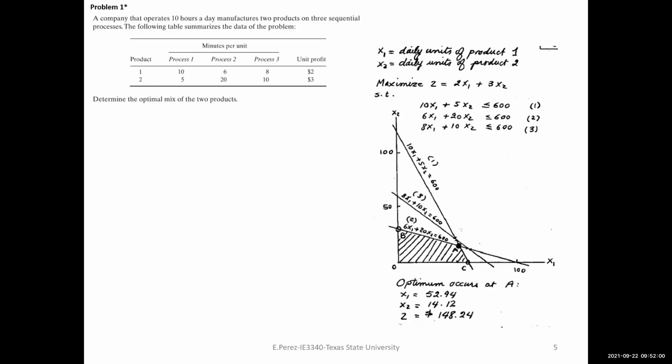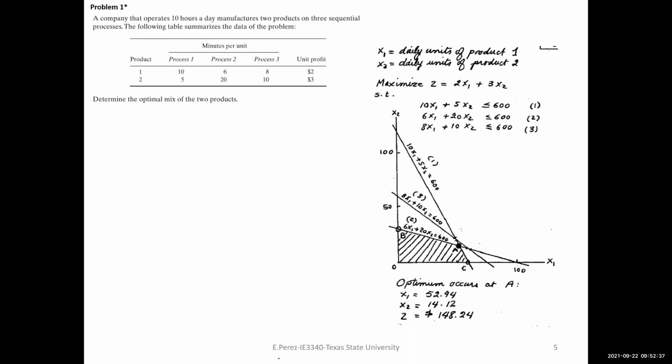So I want to spend some time going over some of the problems in the assignments. I know this one brought some questions last time, so I'm showing the problem, and then I want to include some additional information here for the solution. So here we have a company that operates 10 hours a day, manufactures 2 products on 3 sequential processes. The following table summarizes the data of the problem.